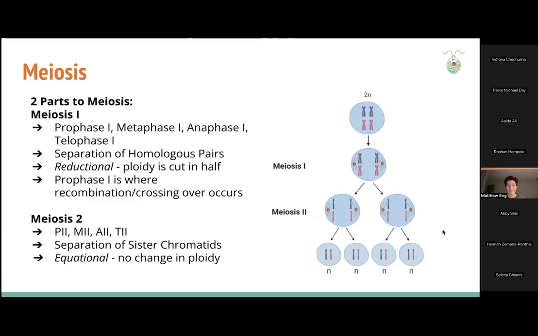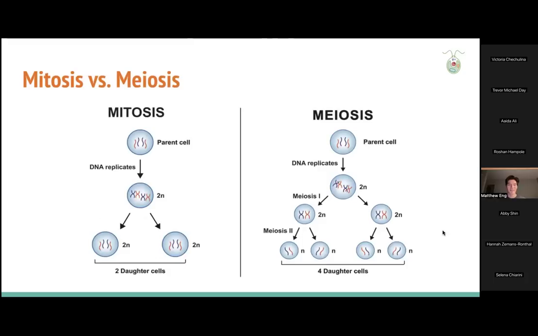Next slide. All right. So I just want to point out a couple of differences between mitosis and meiosis. Mitosis is, as I said, only for our somatic cells or our body cells, whereas meiosis is only for our sex cells. The big difference between them is that in mitosis, there's no change in ploidy at all.